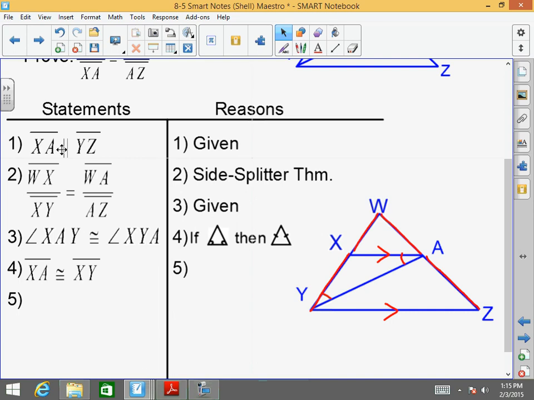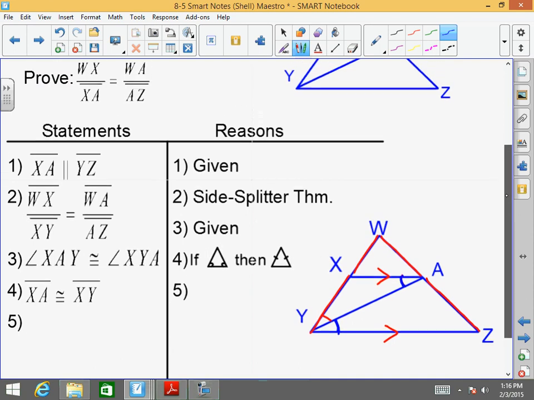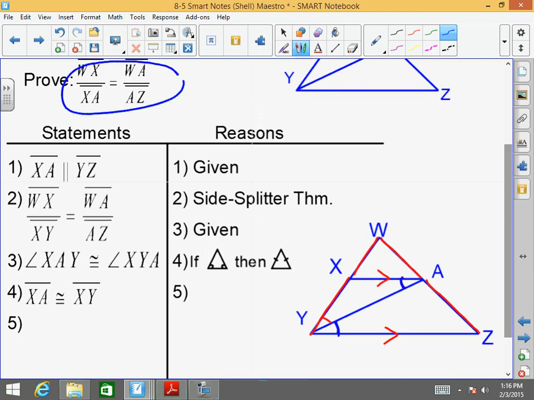Now, what my boy had said, he said that ZYA, this guy, would have to be congruent to XAY, which would have been true. However, it wouldn't have helped you prove what we're going to prove here. Okay? So what I just did here is, if you think about what's up here, I'm taking XA and I'm saying that it's congruent to XY. This guy is congruent to this guy.